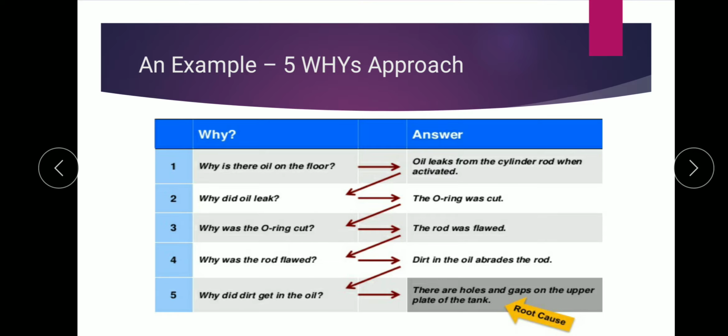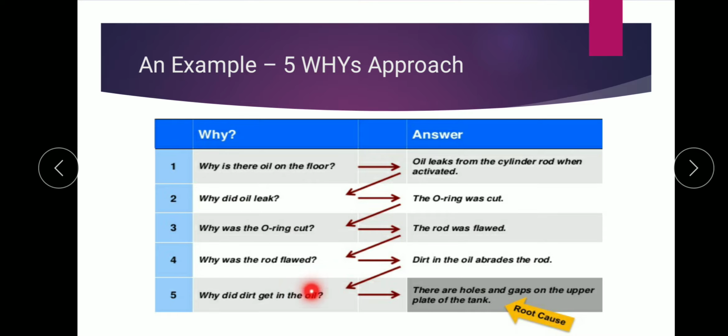So I'll explain it in this slide. The why approach here is, if there's oil on the floor, you need to ask why. Because oil leaks from the cylinder rod when activated. Again, why? Why did the oil leak? Because the O-ring was cut. Why was it cut? Because the rod was flawed. Why was it flawed? Because the dirt in the oil abrades the rod.